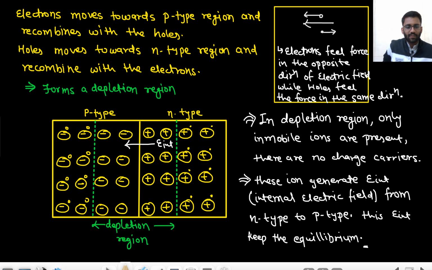Let's just revise what we have studied. P-type, n-type, combine them. An electron will try to go towards the hole, and hole will try to go towards the electron. Both will recombine, and only ions will be left. Because of these immobile ions, there will be an electric field in this direction.